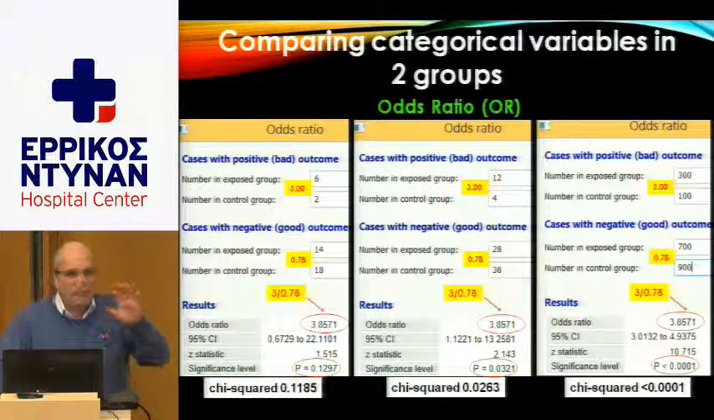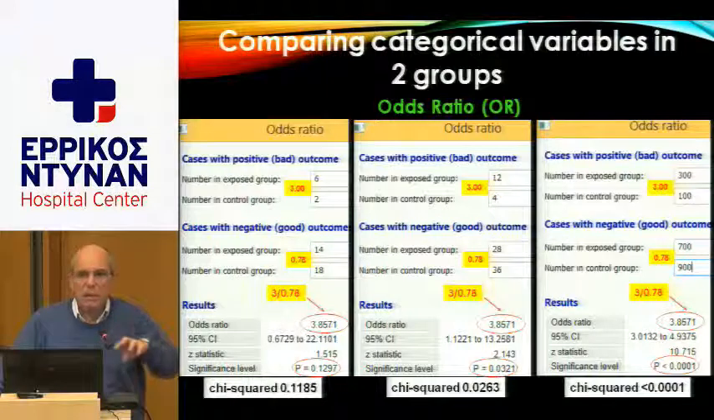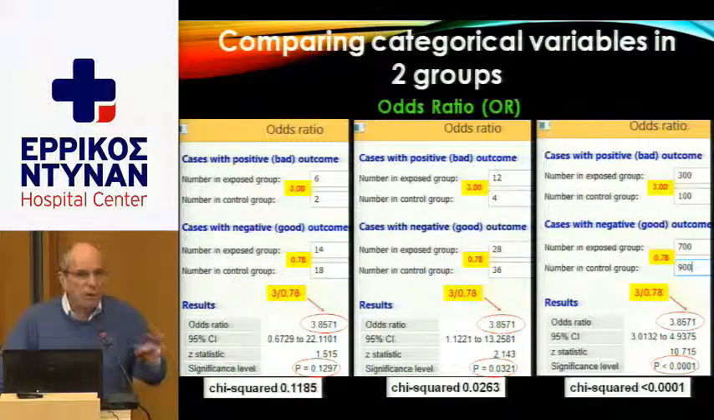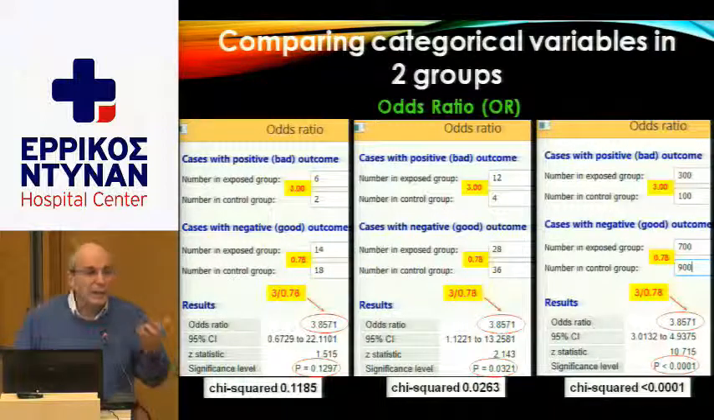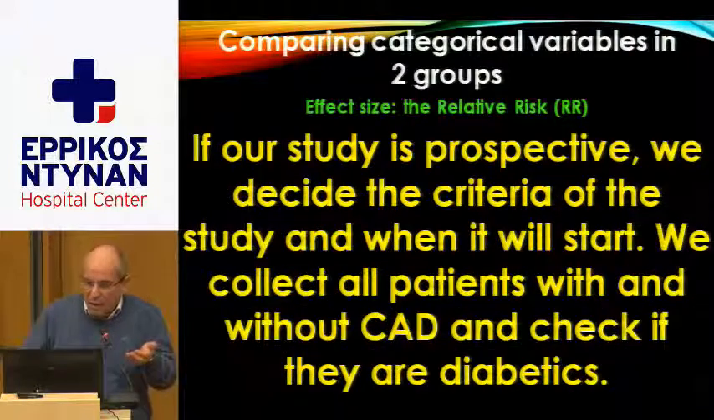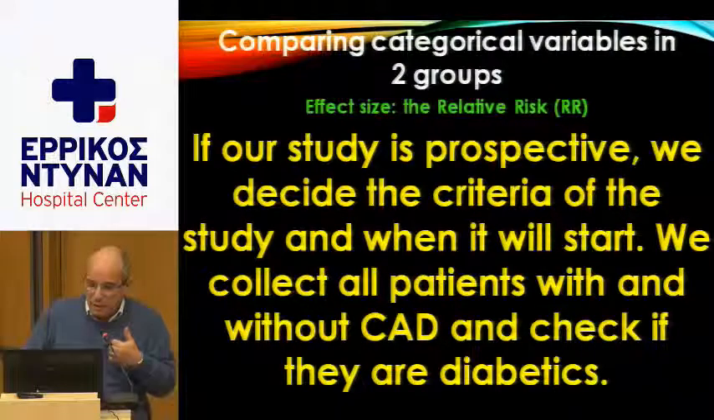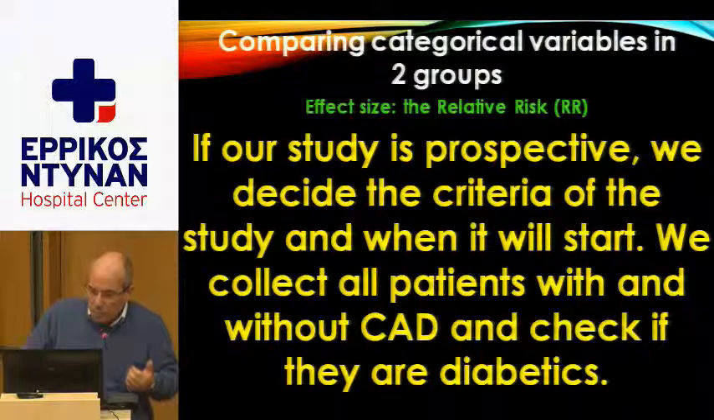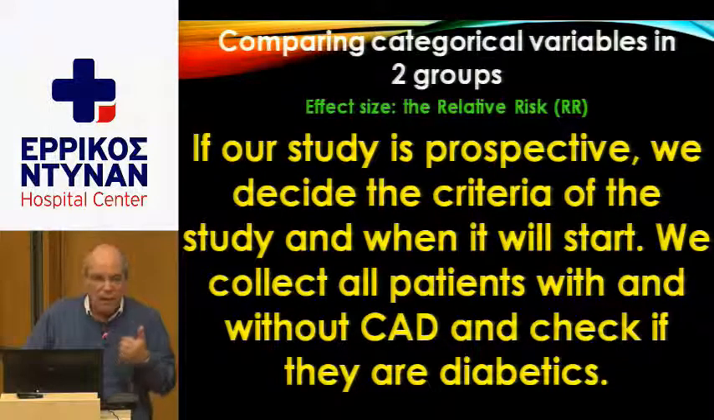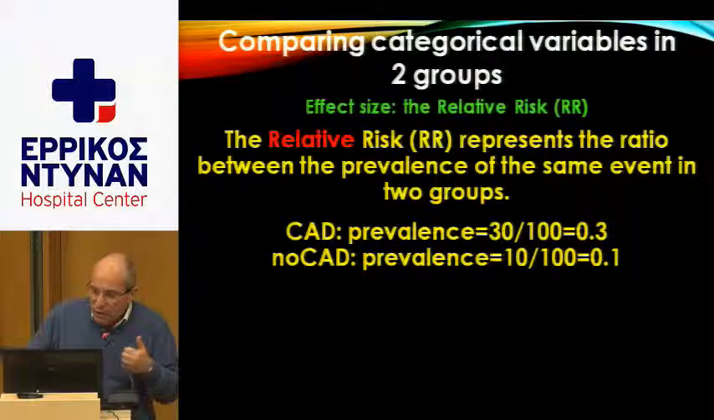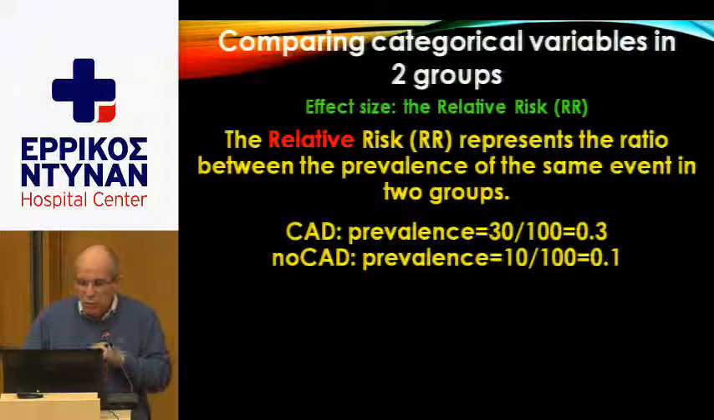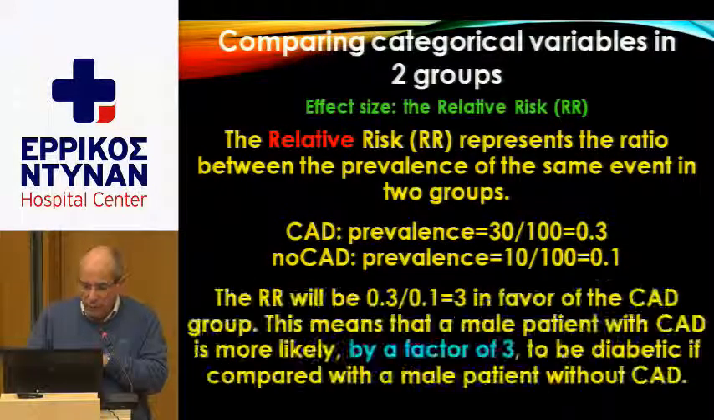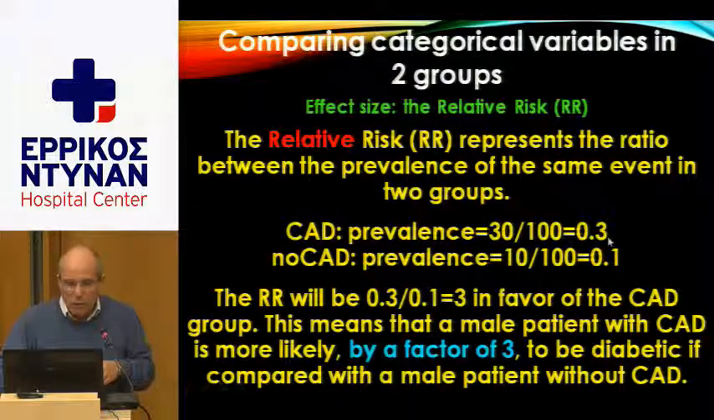One says only statistics: what is the possibility of being different? That is the p-value. The other one tells you how big it is, the size, the effect of this difference. For the relative risk, if the study is prospective, we decide the criteria of the study and when it will start. We collect all patients with and without coronary artery disease and check if they are diabetics. The relative risk represents the ratio between the prevalence of the same event in two groups. For instance, again, 30 out of 100, 0.3, and 10 out of 100, 0.1. And the relative risk will be the ratio of these two ratios. Again, now it is a 3 in favor of the coronary disease.